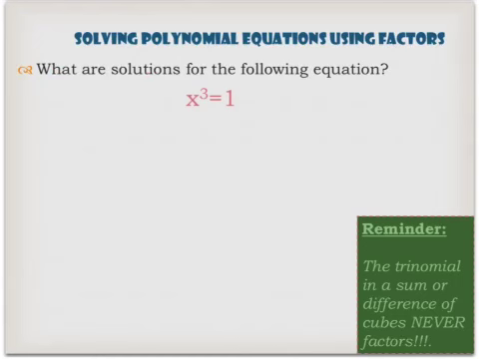Now we're going to solve this higher degree polynomial. The first thing we have to do is make sure that it's in standard form, so we're going to bring the 1 over, set it equal to 0. Now we need to factor. Now this is a difference of 2 perfect cubes, so we have our small parenthesis, large parenthesis, set equal to 0. To factor this, remember, we take the cube root of the first term, so that's x.